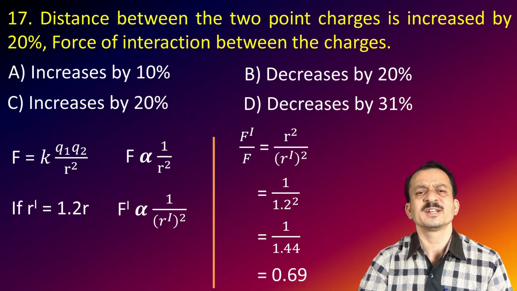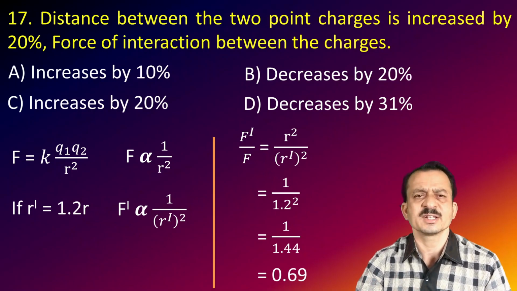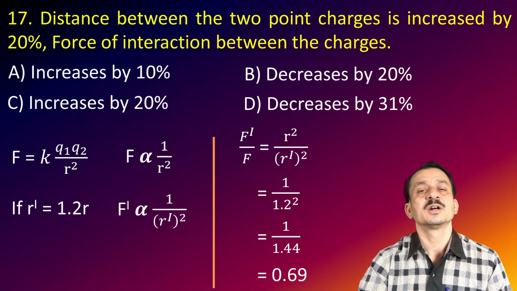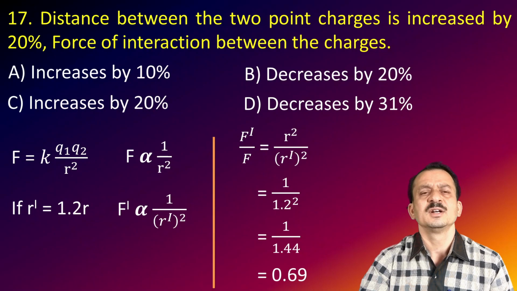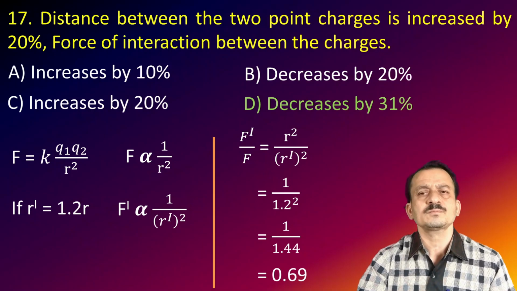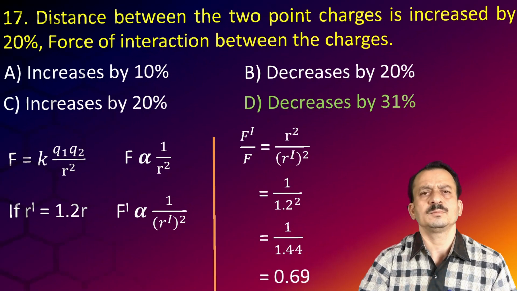Then whether it is increased or decreased? It is decreased. How much is it decreased? 31%, the percentage decrease. Therefore, D is the right answer, decreases by 31%. Next problem.